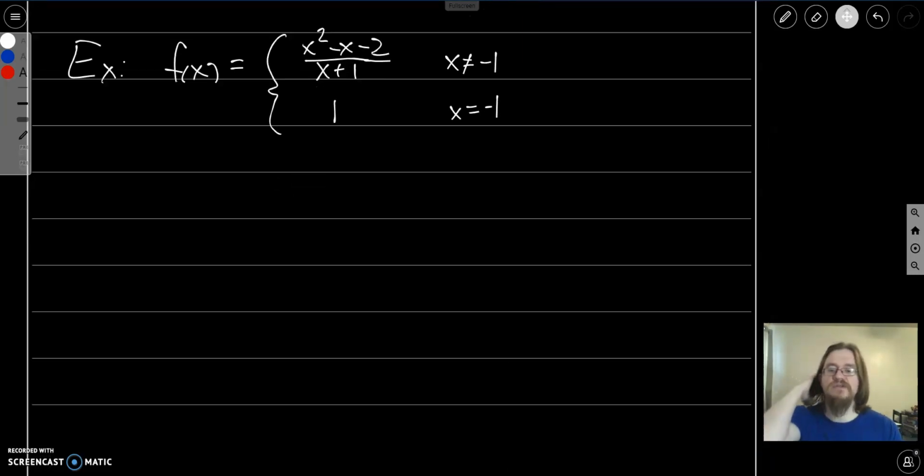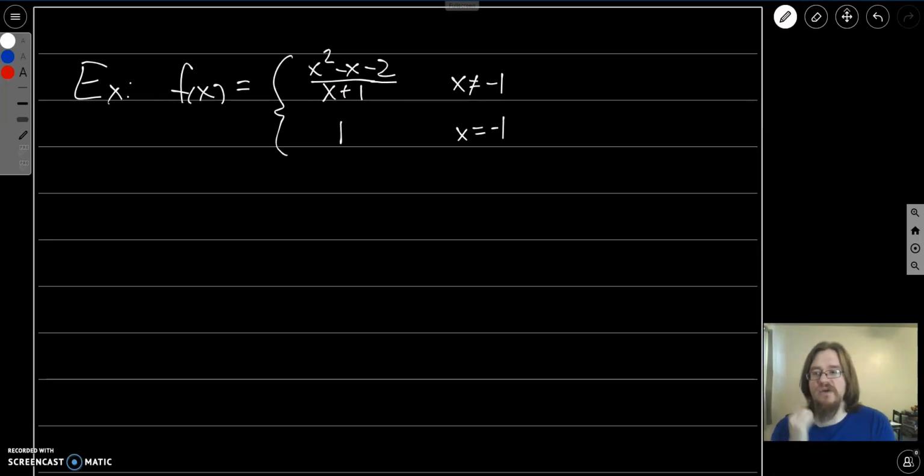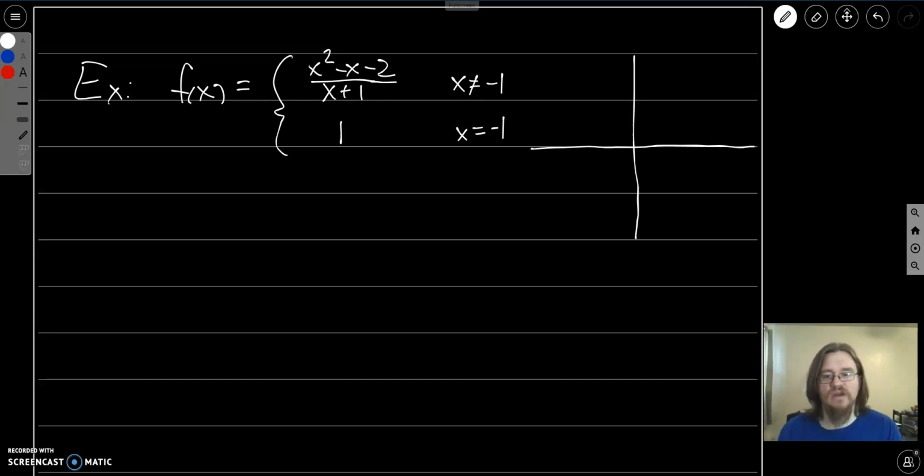And here I want to say one final example. So we have the function x squared minus x minus 2 over x plus 1, and we're just going to be equal to 1 when x is negative 1. So I want to try to draw this function. And right away, I look at this and I go, this looks hard to draw. So let's simplify this a little bit.